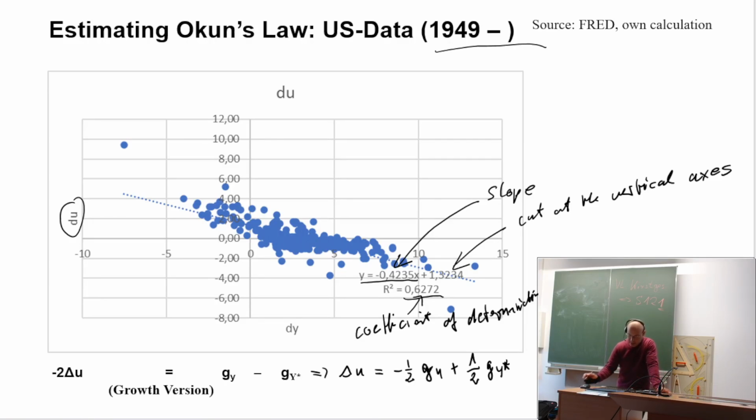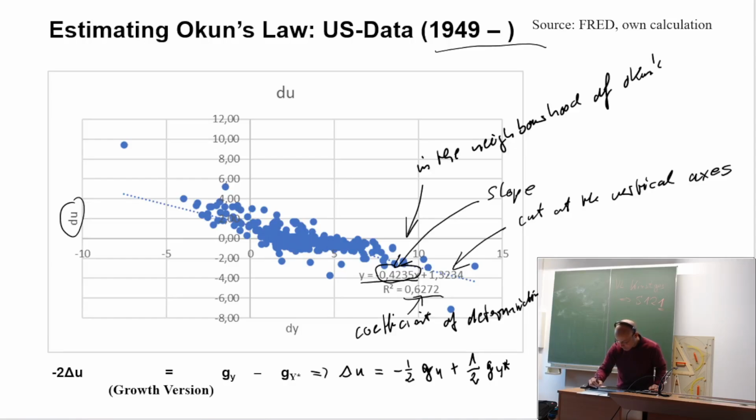So what we then can say is we have here a fitted parameter of minus 0.4, and so this parameter is then in these historical neighborhood of what Okun found in the 1960s. That you need more or less a twice as big economic growth in order to reduce unemployment by 1 percentage point. So this is in the neighborhood of Okun's finding in the 1960s.